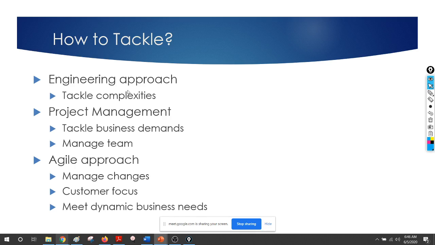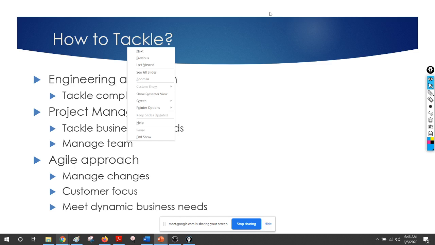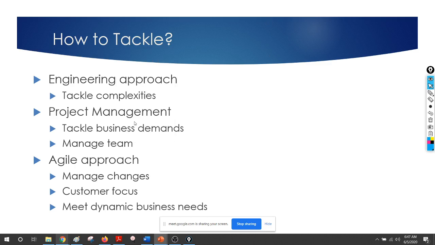So engineering approach, why? That is where we are going to tackle the complexity. Project management, that is where we are going to tackle the business demands, because they want the product releases at a reasonable cost. They want things at the deadlines, right? So how to manage those things. Then of course the agile approach, because we want to be very flexible. Agile means flexible when things are really dynamic, when the customers are asking us a lot of different things, right? So that is where we are going to discuss the agile things in your next semester.